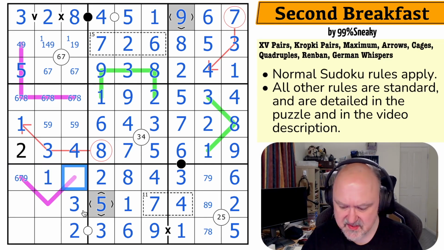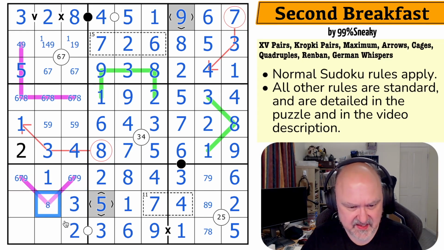This is now 6, 7, or 9. And I need to connect those. So if this was 7, 9, that would need to be an 8. If this is 6, 7, this would need to be 5 or 8. This is always an 8.